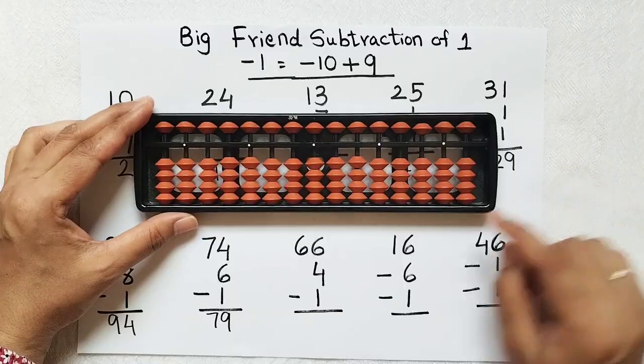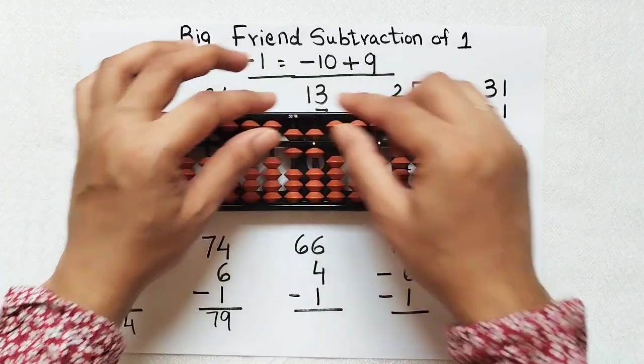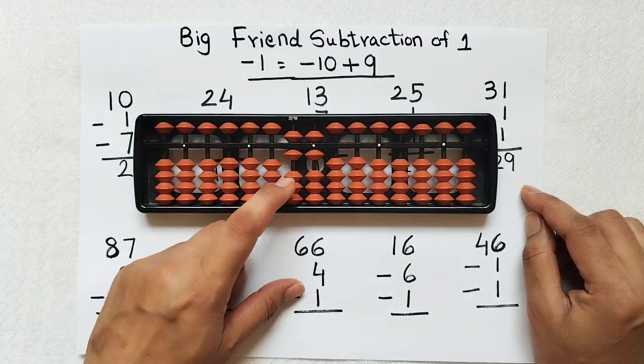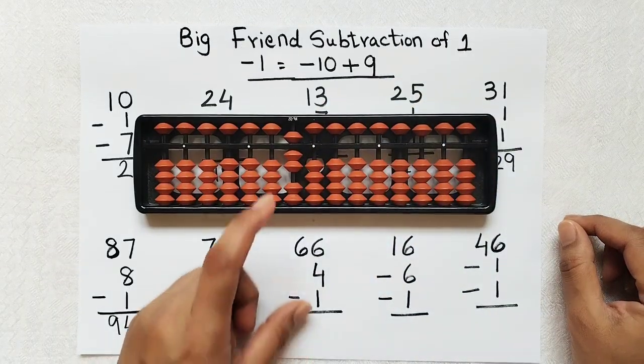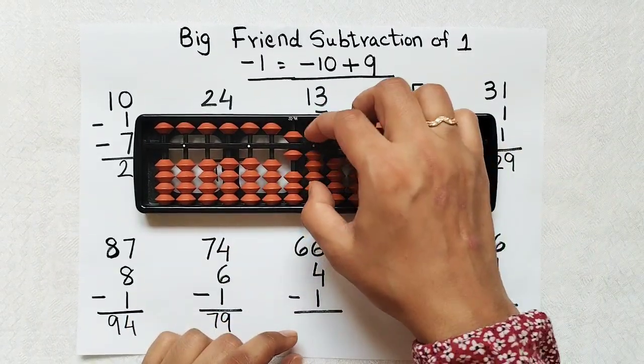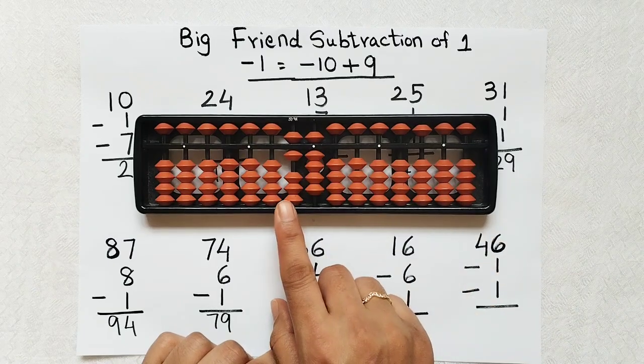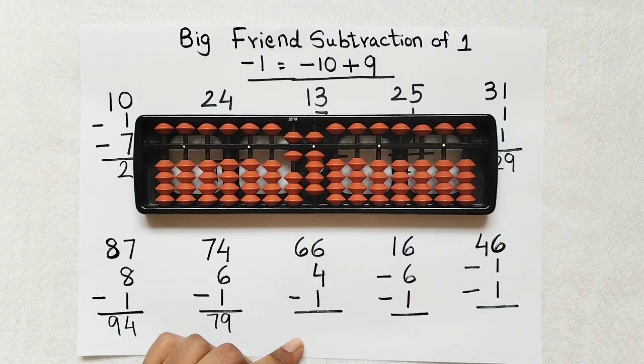Let's do it again. 66 plus 4. 66 plus 4 is plus 10 less 6. And less 1 is less 10 and plus 9. My answer is 69.